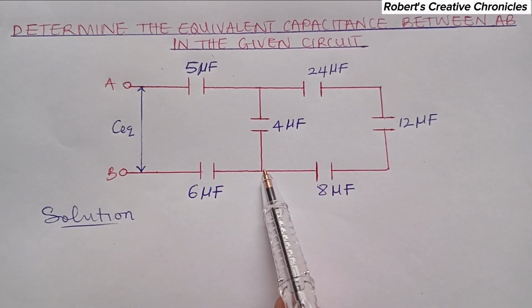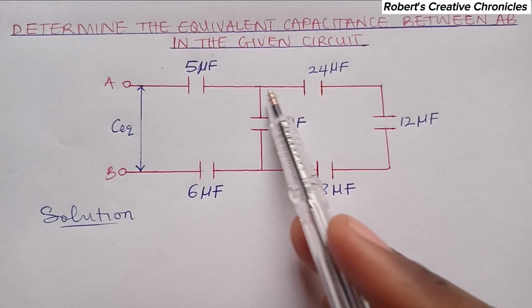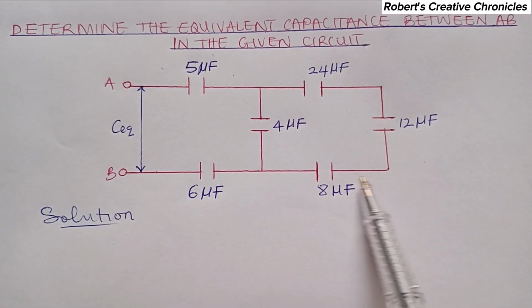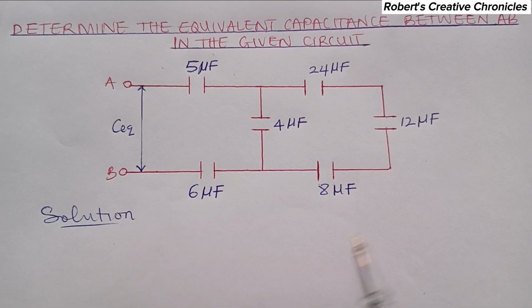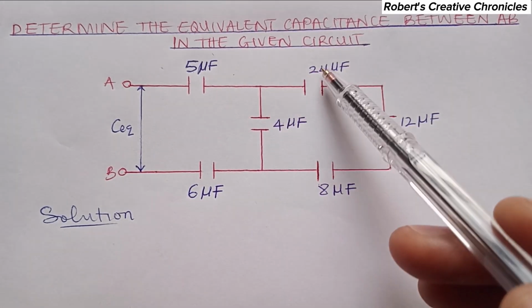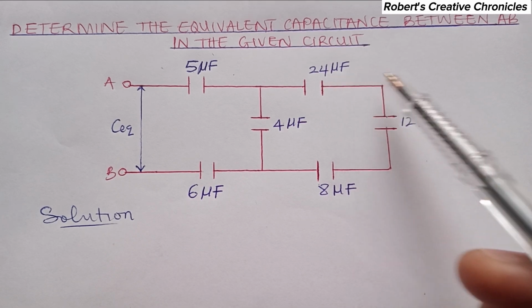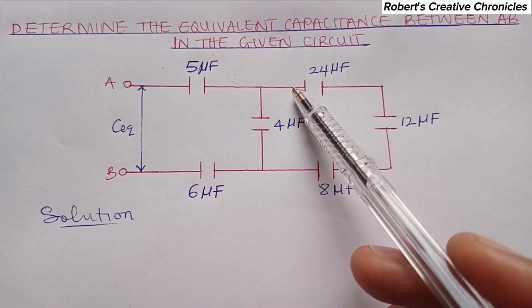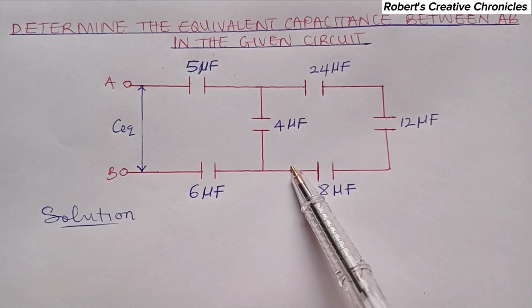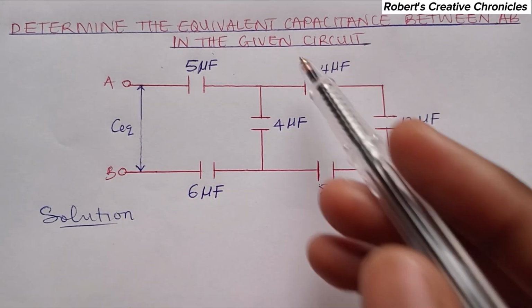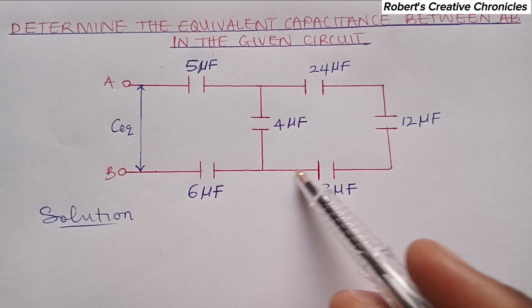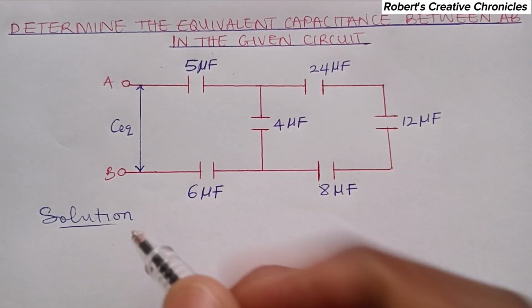A portion enters here and comes out. A portion enters here and comes out. So when the same amount of current will enter this capacitor, this and this, that means these three are in series. So we have to find the equivalent capacitance of these three capacitors.